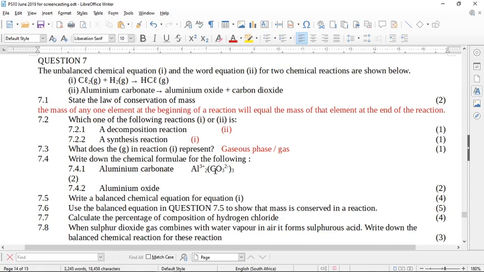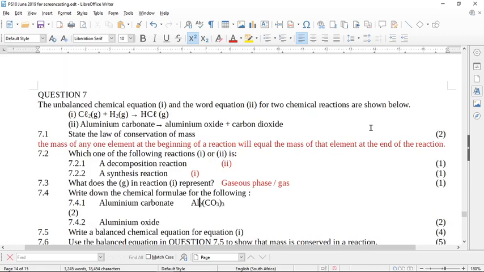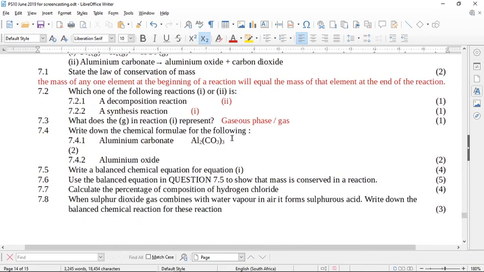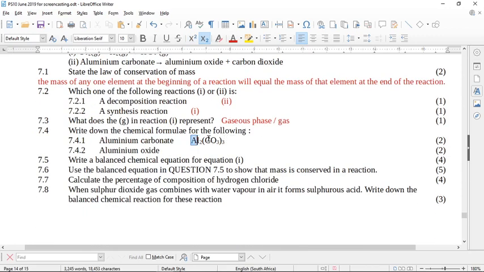That gives me 6 negative. So 6 positive and 6 negative gives me something that is neutral. So now I'm going to remove these charges because we don't need them in the final answer. And this is your final answer, Al2(CO3)3. And remember, this carbonate ion, CO3 2-, is a polyatomic ion, so we have to put it in the bracket to indicate that we have 3 polyatomic ions.